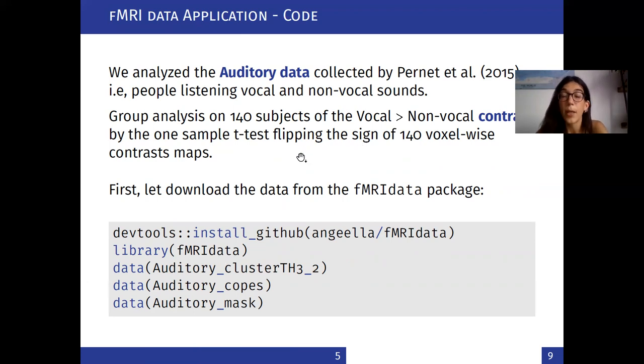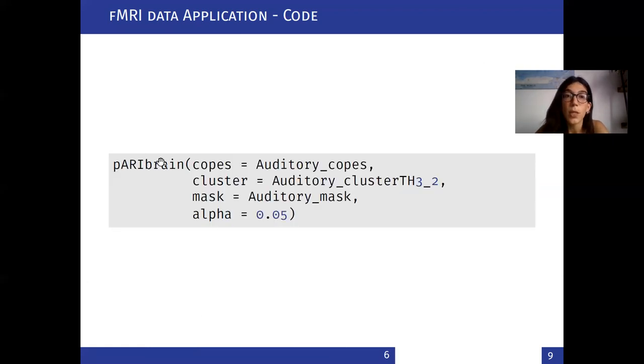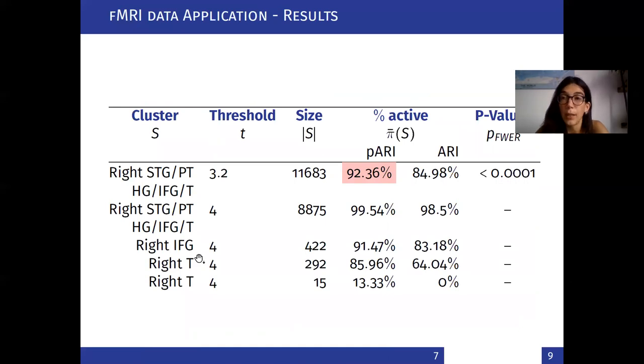In this case, we want to analyze the neural activation between vocal and non-vocal stimuli. And so using these three objects and using the pARIbrain function, we can have an output like that. The first line is for the first cluster, that is the right superior temporal gyrus, planum temporale, and so on. This cluster comes from the cluster-wise method using a threshold equal to 3.2 for the test statistics that form the clusters. And we can say that in this first cluster, we have at least 92% of truly active voxels.